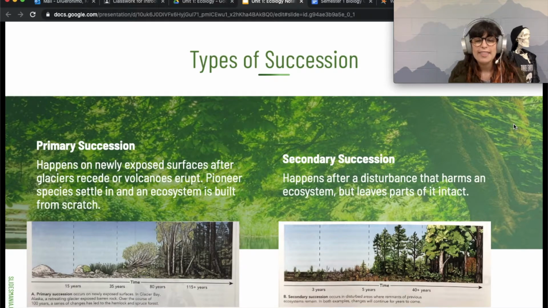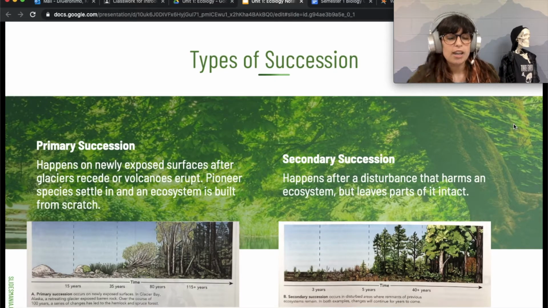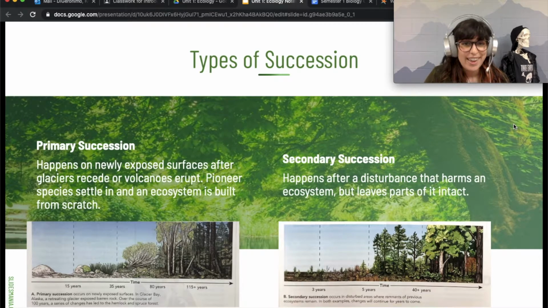So if we look at that diagram below the word, you can see flat, barren, rocky surfaces, and some lichens are going to develop from there, and it's going to take us a long heckin' time to get to our final climax community. How long, you ask? Well, this diagram says it's going to take at least 115 years for the ecosystem to develop all the way into that forest climax community.